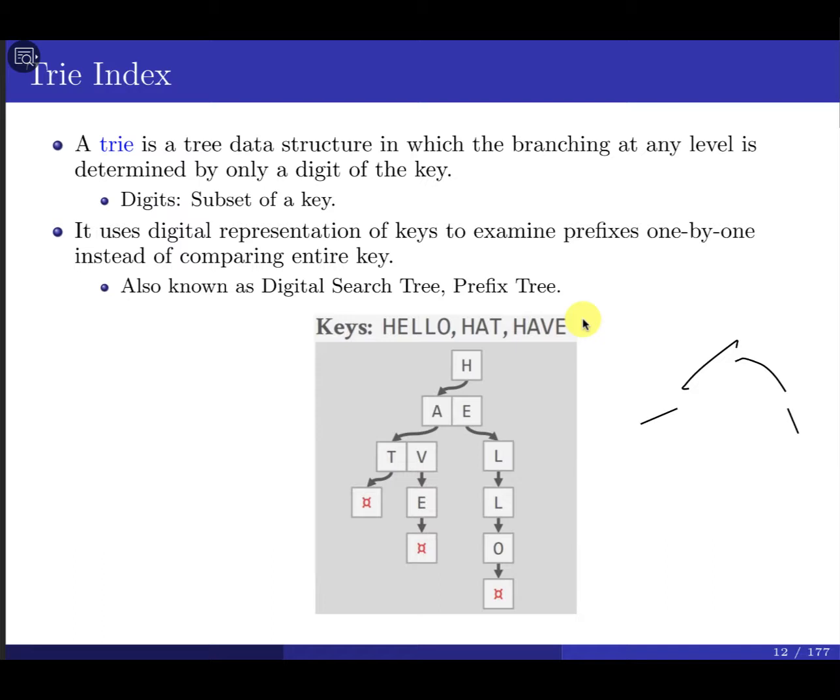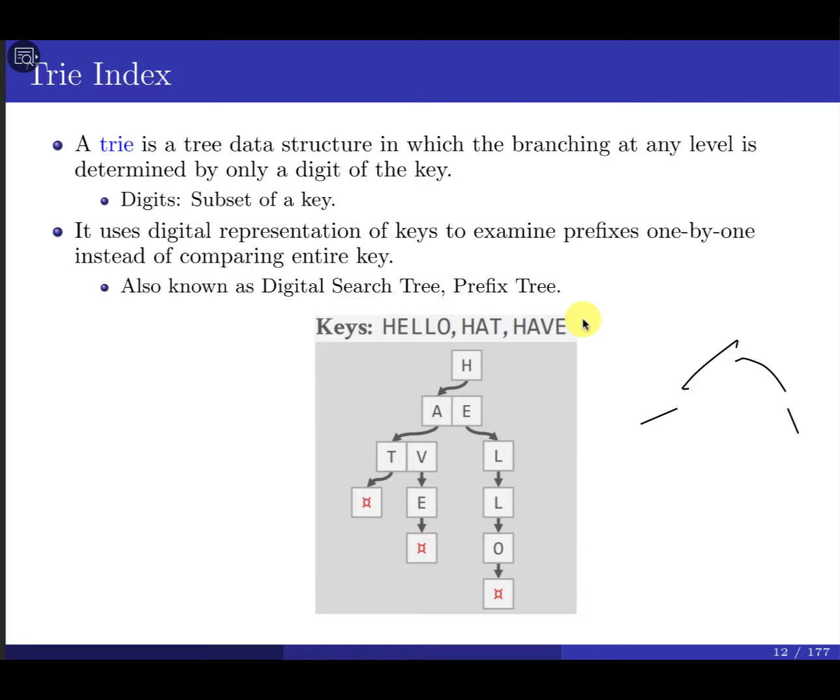It's going to be branching at any level, from the top down, and the branching is determined by what is called one digit of the key at a time in each level. What do I mean by digit? A digit means a subset of the key. Maybe it's bits, a single bit or a number of bits, maybe bytes, or maybe a character for simplicity.